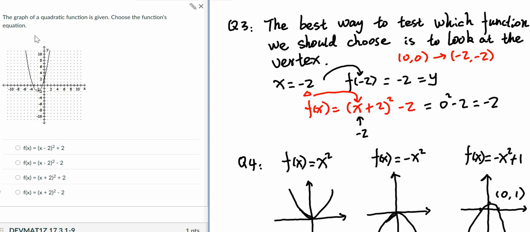Now, let's look at this question. The graph of a quadratic function is given here. Choose the function's equation. So we have 4 different choices. Which one is the correct one? The best way to test which function we should choose is to look at the vertex.